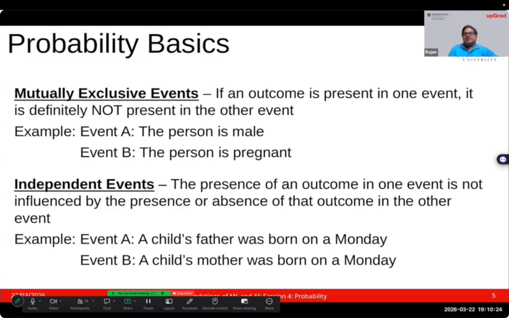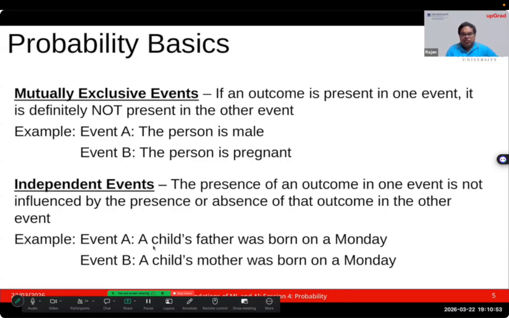Okay. But whether it is present in A or not is not dependent upon whether it is present in B. Okay. The presence of one outcome in one event does not influence the presence of the same outcome in the other event. Okay. So here is an example.